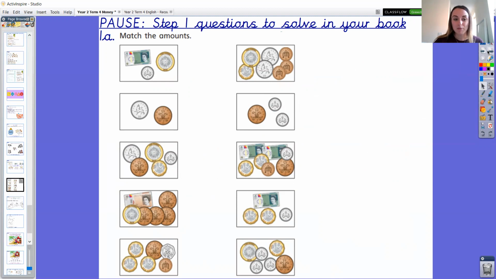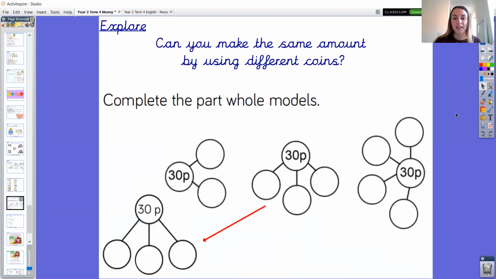Okay, let's explore step 2 together. It says, can you make the same amount by using different coins? Complete the part-whole models. So what is the whole amount that we are trying to make year 2? Well done, the whole amount is 30p. And as you can see, as there are 1, 2, 3, 4 different part-whole models, it suggests that there are 4 different ways that we can make this amount.